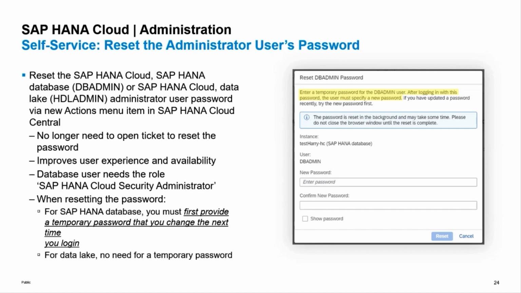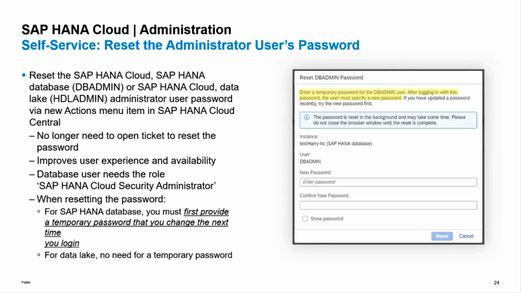Now, in order to accomplish this, the database user needs to have the role SAP HANA Cloud Security Administrator. So make sure that the database user has that role. Otherwise, if you don't have that role, then you will not see the reset password option in HANA Cloud Central. So this role is needed for you to see the option and then to perform the operation.